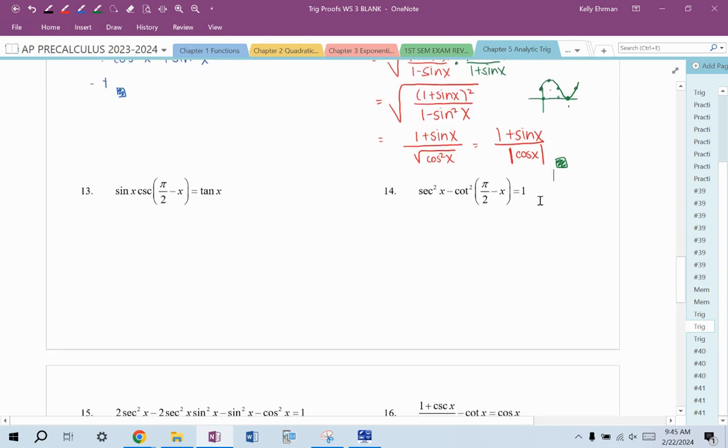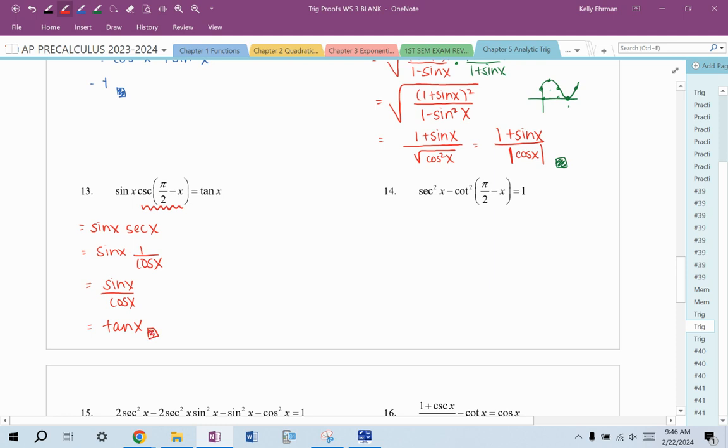Okay, number 13. So first thing I want to get rid of is this cofunction identity. So let's make this sine x, and the cofunction of cosecant is secant x. And that makes the problem nice and easy. I'm going to change secant to 1 over cosine. Sine over cosine is tangent.